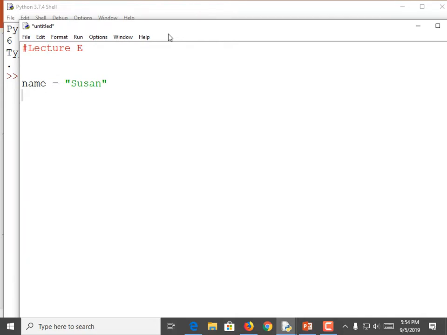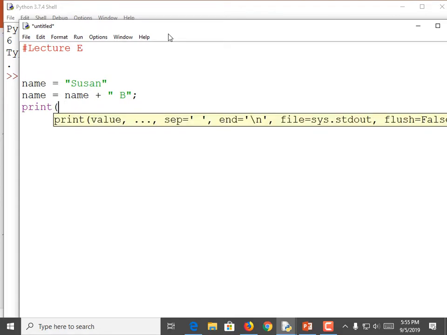If I want to tack something onto that, I can use concatenation. Name equals name plus a quote, space, B, end quote, semicolon. When we're done with that, it's going to say Susan space B. Let's just prove that to ourselves. Print, parentheses, name.